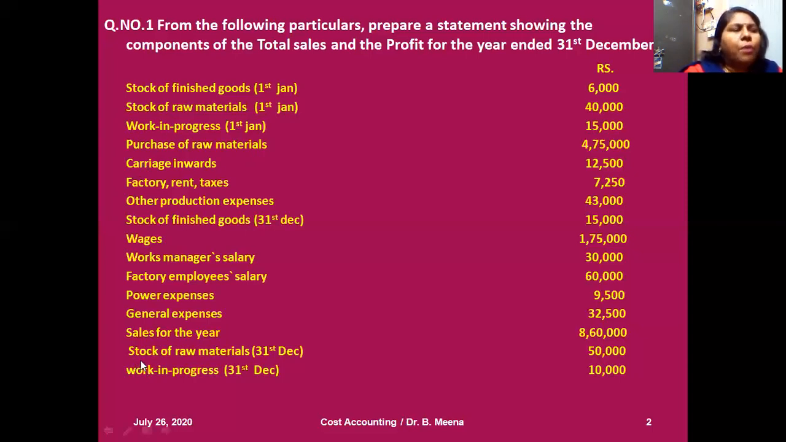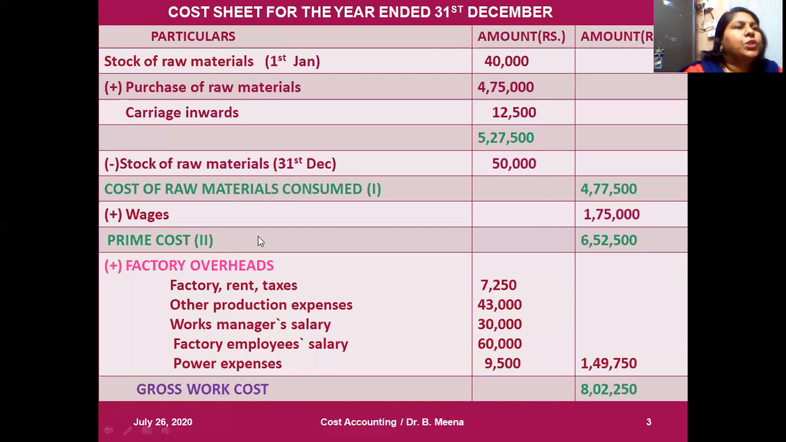Next, closing stock of raw materials is given in the problem. Look at the arrow mark. Closing stock of raw materials is given as of 31st December. So minus the closing stock of raw materials. Now look at the solution. Cost sheet for the year ended 31st December. I have three columns as per the format discussed in the previous video. So I have to calculate the cost of raw materials consumed.